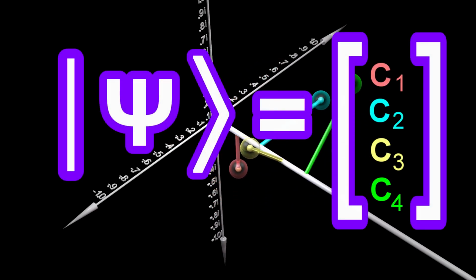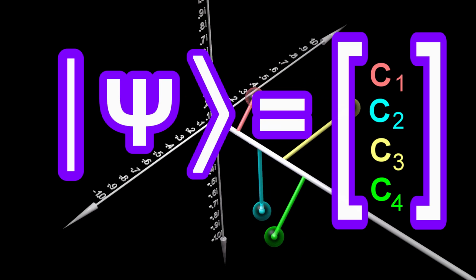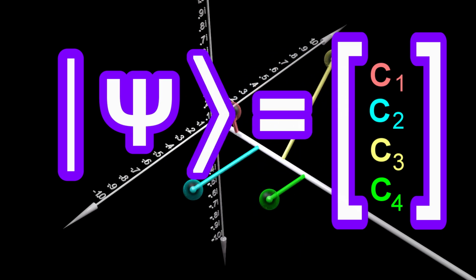C1 represents the first complex coefficient. C2 represents the second complex coefficient. C3 represents the third complex coefficient. C4 represents the fourth complex coefficient.